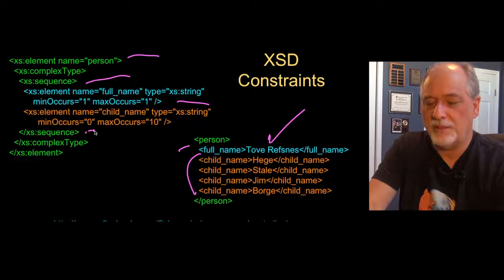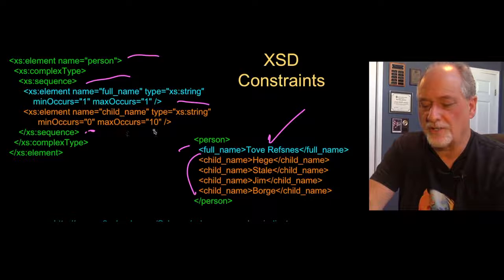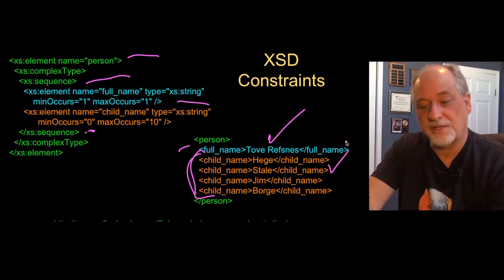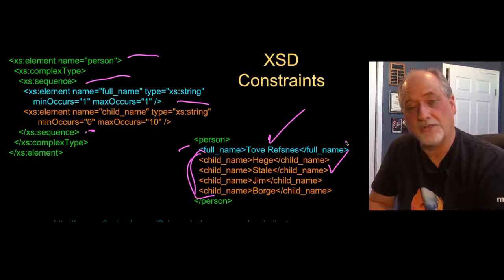Here the child name is minOccurs 0, maxOccurs 10. So we have 4 here, and so that's good too. And so that is another kind of XML schema constraint that you can have.